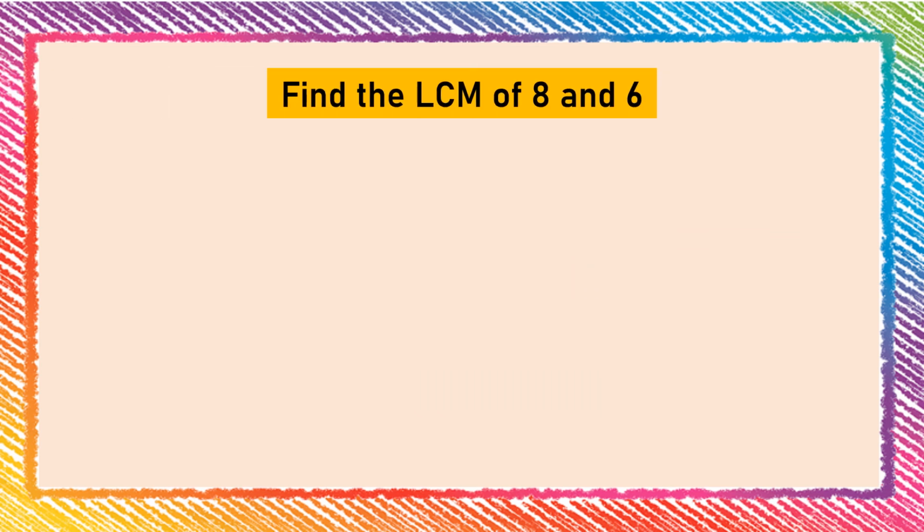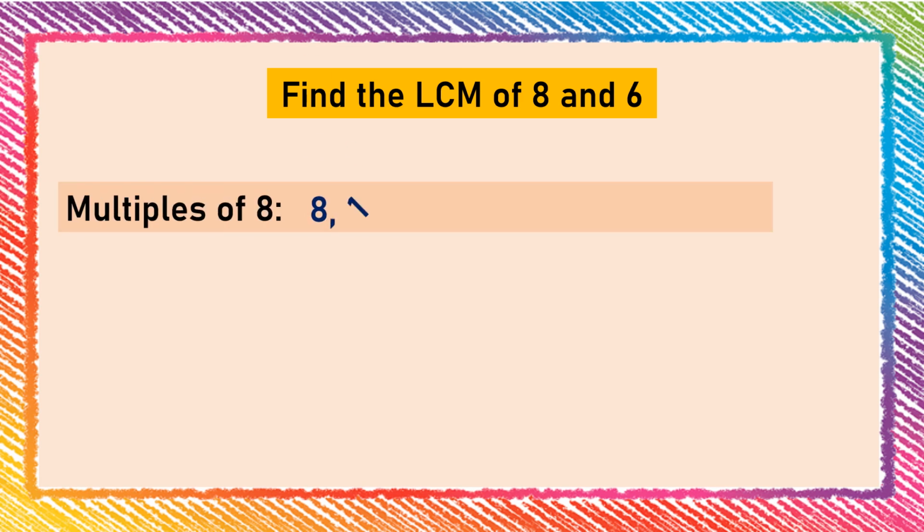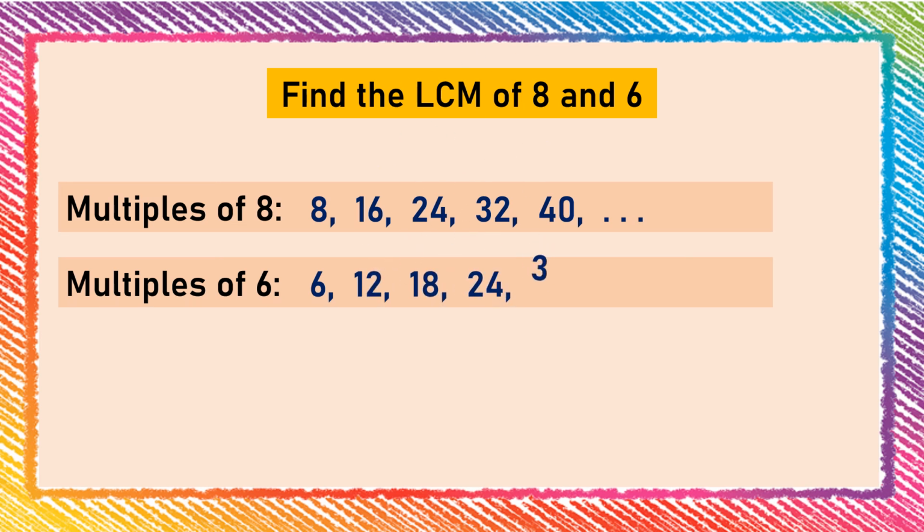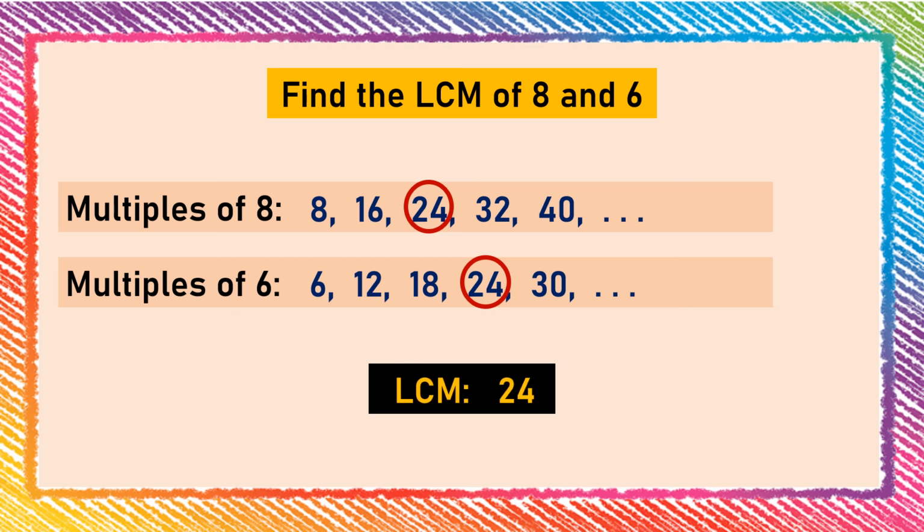For another example, let's find the LCM of 8 and 6. List the multiples of 8 and list the multiples of 6. Now we can see that 24 is common to them. Therefore, the LCM of 8 and 6 is 24.